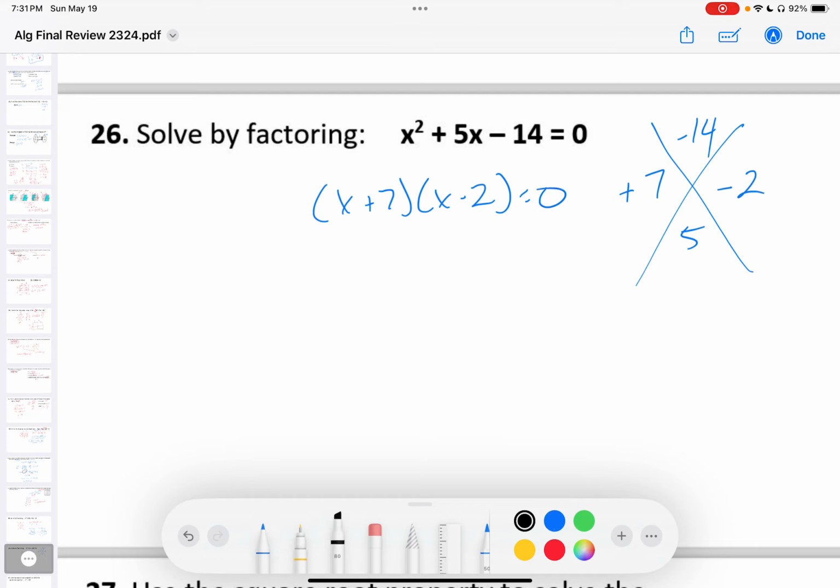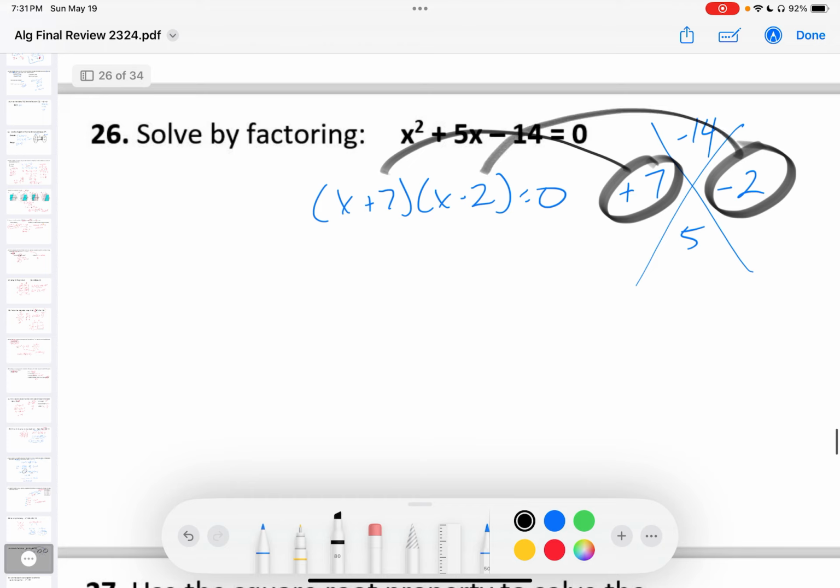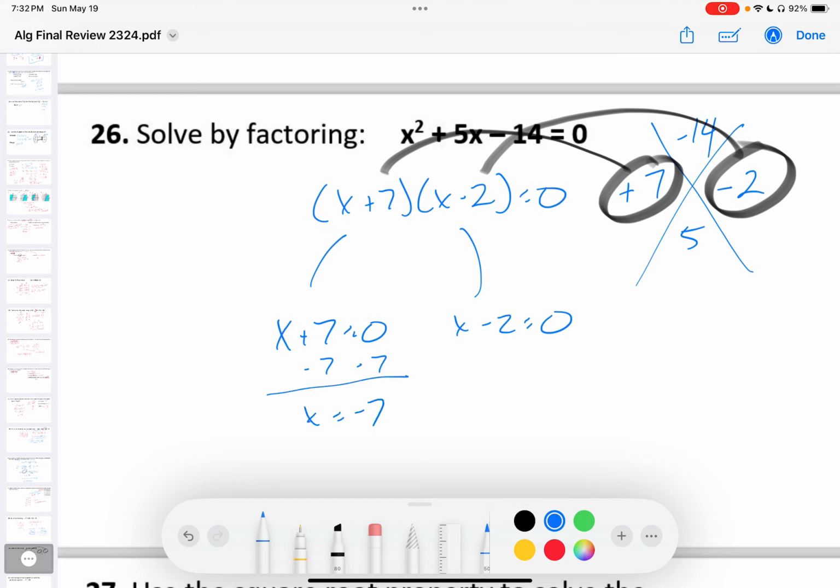Again, remember, these values are not your solutions. They get you to here. Then we take those, set them equal to 0, and solve. Minus 7, x equals negative 7, plus 2, x equals 2. And there's your two solutions.